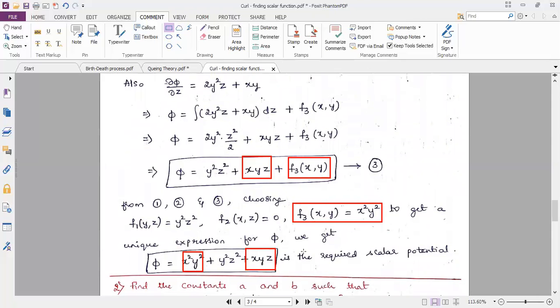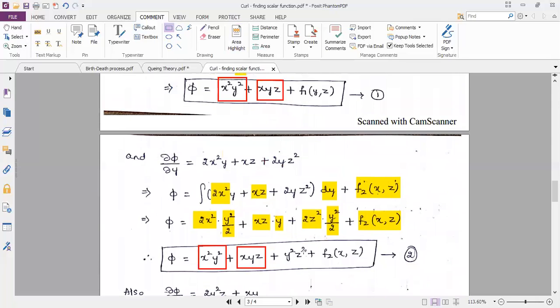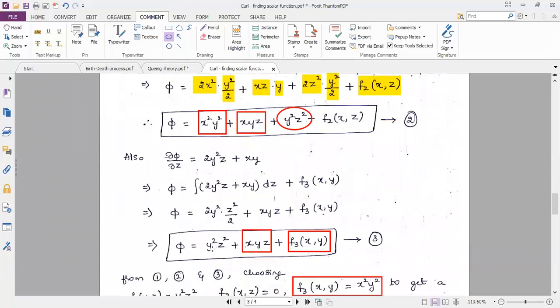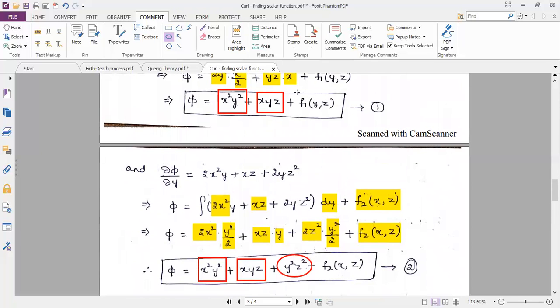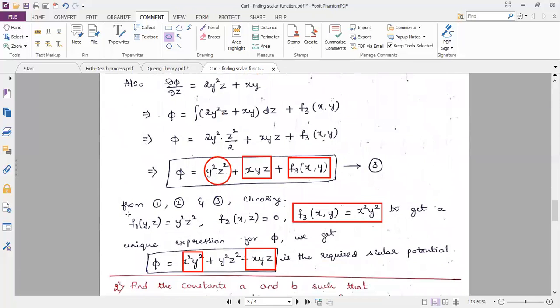Now next we observe equation 2. In equation 2, we have y square z square, which is missing in equation 1, but also exists in equation 3, y square z square. So equation 2 and 3 carry y square z square, which is missing in equation 1. So we choose f1 of y comma z as y square z square.